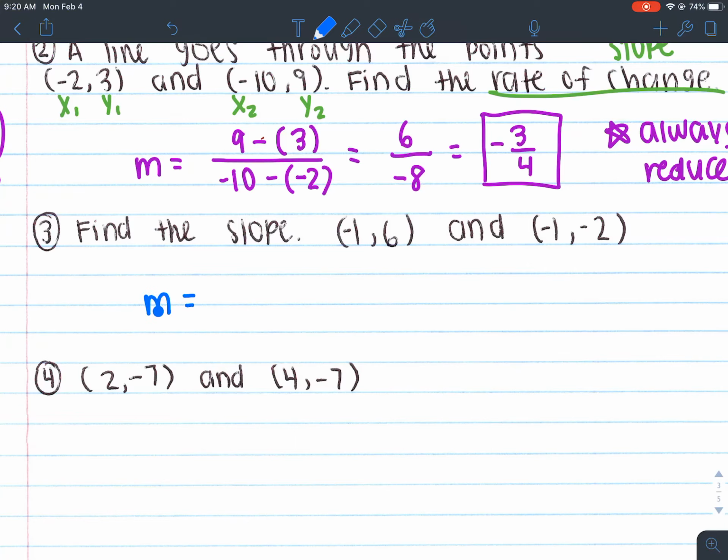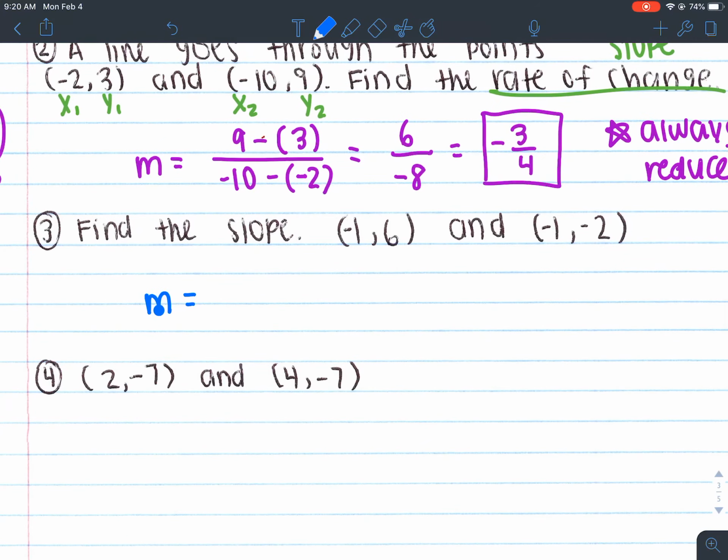Okay, so I have m equals, and I need to label my points. So I have x1, y1, x2, y2. And I don't know if you've actually thought about this, but it doesn't really matter. I could have my first set of points labeled x2, y2. Your formula is going to work out regardless of what the order is. But you can't just mix them up.